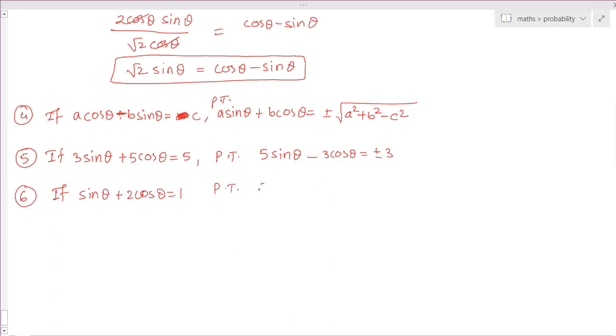Ma'am, yes. I got a square cos square theta plus a square cos square theta plus b square cos square theta plus b square cos square theta. What do I do now? Yes, simple question. Why are you making this so complicated?